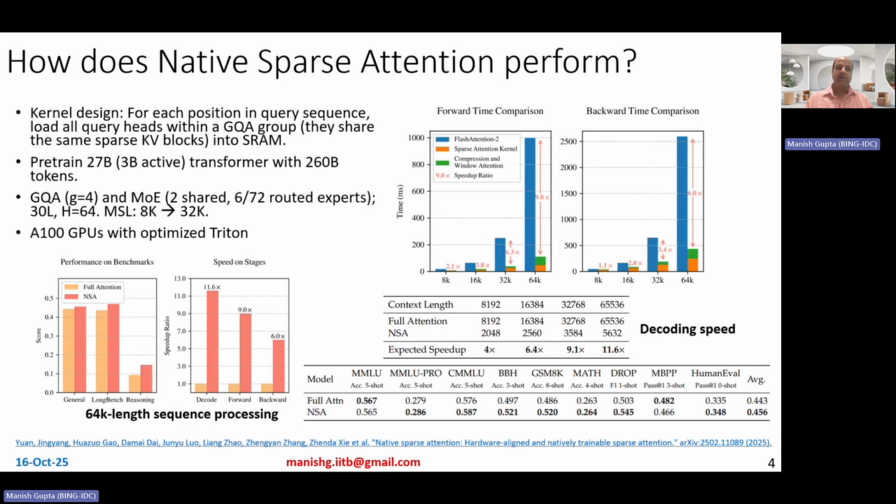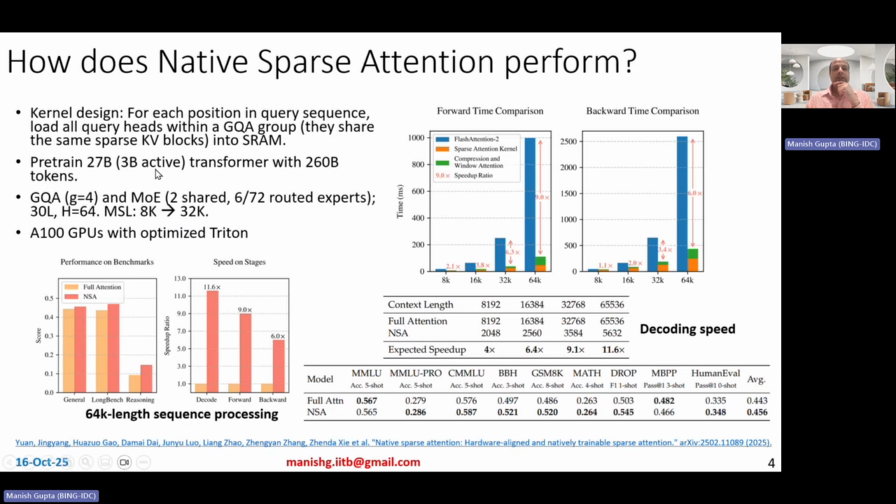So you apply the same three strategies for those KV blocks. And since they share the same KV blocks, by definition GQA means that for a bunch of queries you have the same keys and values. Therefore, they share the same sparse KV blocks, and it's best to load all the heads within a GQA group together, right?